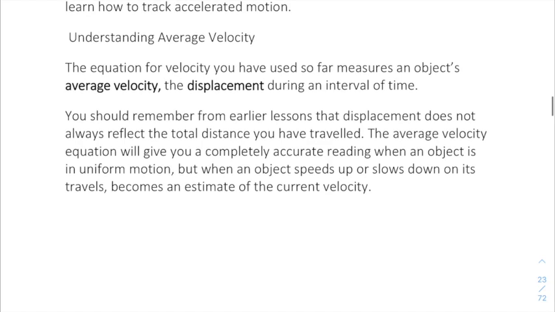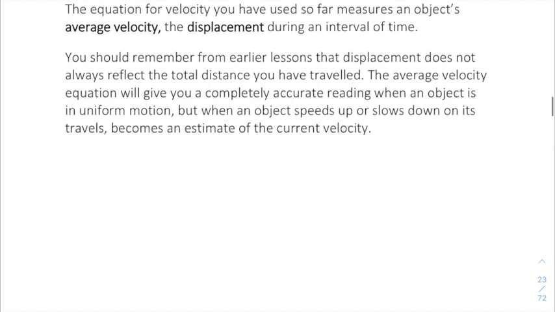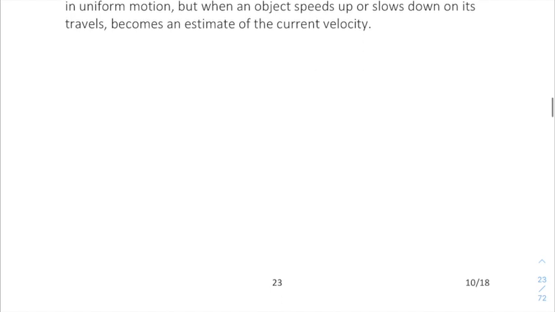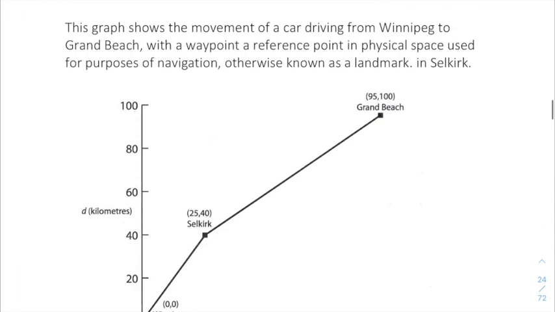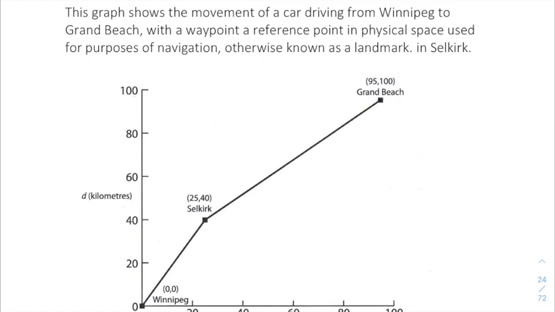So this is called understanding accelerated motion. The equation for velocity you have used so far measures an object's average velocity, the displacement during an interval of time. You should remember from earlier lessons that displacement does not always reflect the total distance you have traveled. The average velocity equation will give you a completely accurate reading when an object is in uniform motion, but when an object speeds up or slows down during an interval of its travel time, this becomes an estimate of the current velocity. So here's a picture of someone traveling from Winnipeg to Grand Beach.